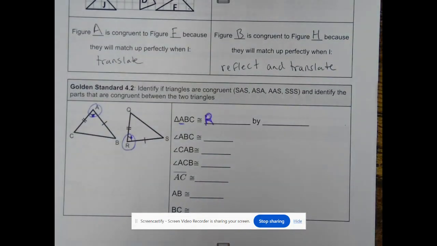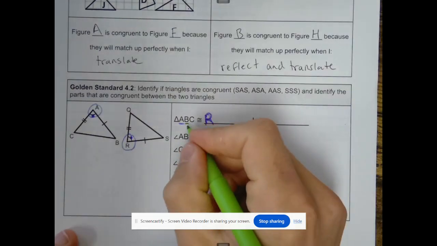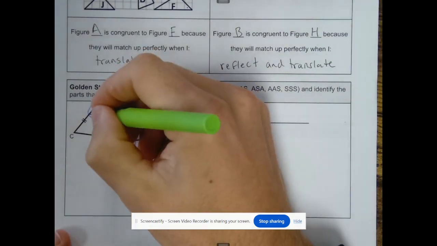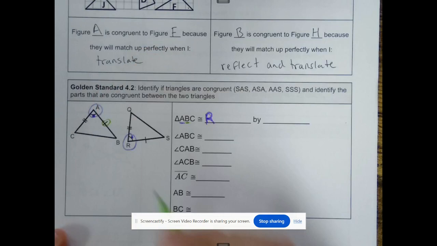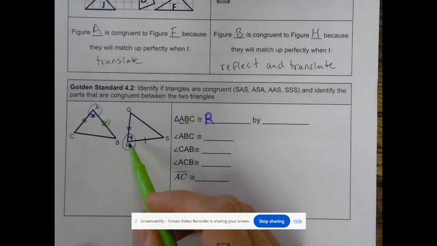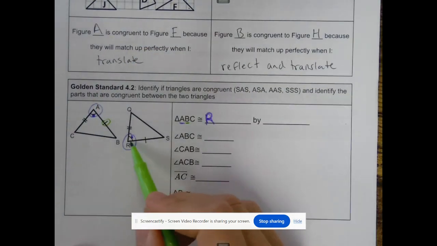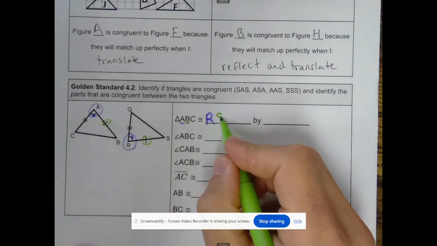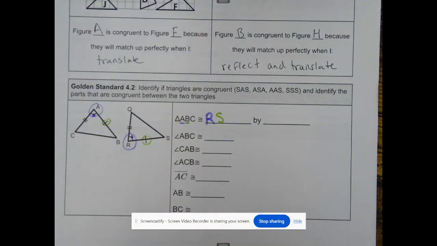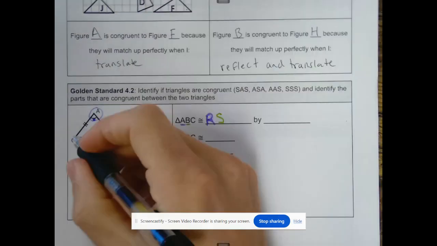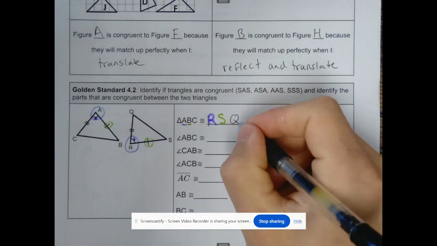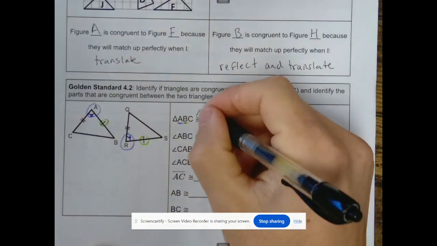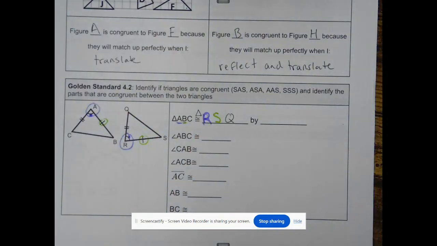Now, what letter matches up with B? B's down here. I travel from A to B along the side that has one congruent marking. So if I travel from R along the side that has one congruent marking, I see that goes to S. So B matches up with S. Therefore, my last letter must be C matches up with Q. So triangle ABC is congruent, I should put a triangle symbol there, to triangle RSQ.